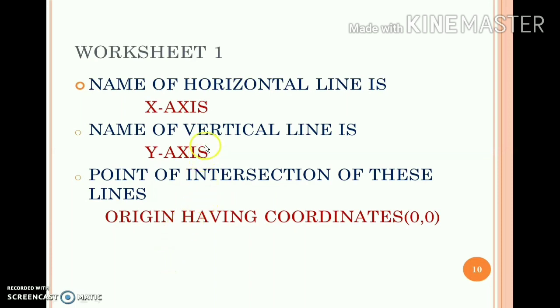So, worksheet 1: what is the name of the horizontal line? It is the x-axis. Name of the vertical line, it is the y-axis, and the point of intersection of these lines is the origin, having coordinates 0, 0. You have to note this down in your notebook. This way we have achieved our learning outcome 1. We can easily recognize the horizontal line as the x-axis and the vertical line as the y-axis.